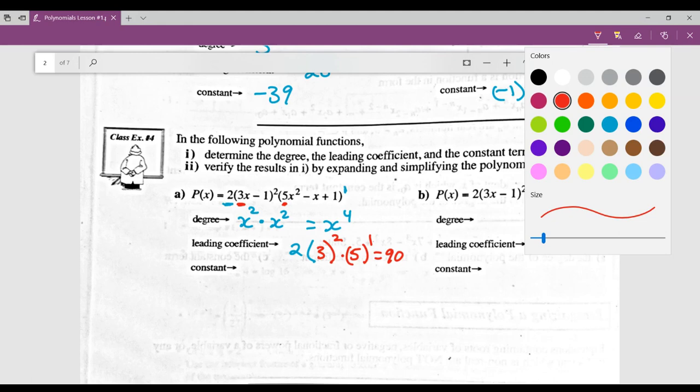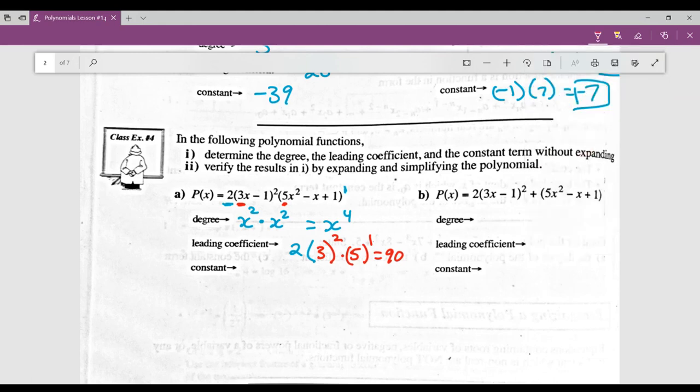you guys are going to like all my different colors I get to use here. The constant term, again, this number in front, the 2 has to be accounted for, so it's 2. This negative 1, which is squared, and then this 1 here, which is raised to the power of 1. Negative 1 squared is just 1. 1 times 1 is 1. 1 times 2 is 2. So your constant term is 2.